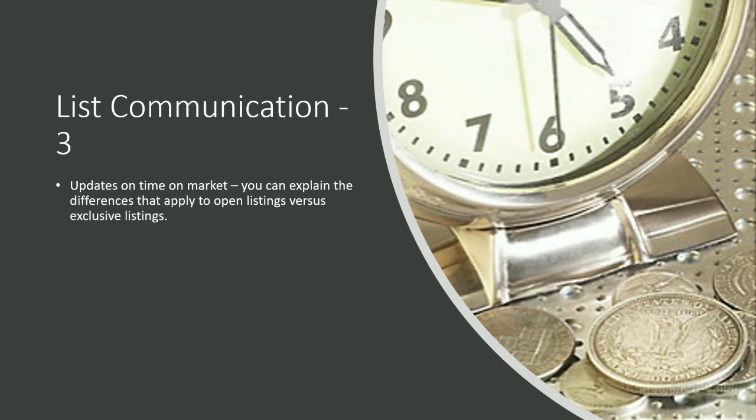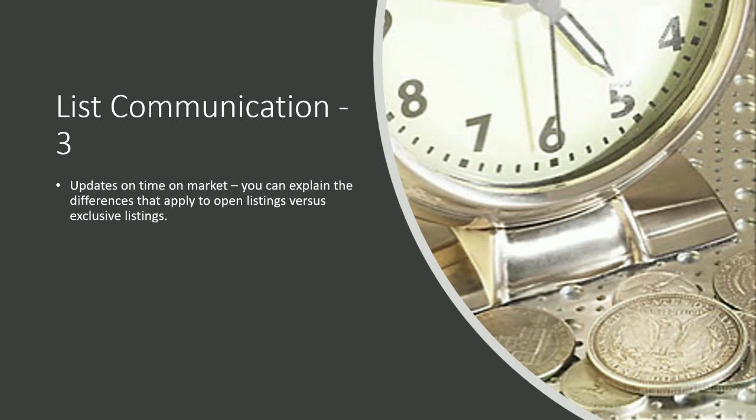updates on time on market. You can explain to the client the differences that apply to open listings versus exclusive listings. So an exclusive listing is something that you control for a period of time, be it 3 months, 4 months, maybe 6 months. And some commercial listings require a good period of time of market penetration. That's why the exclusivity clause should be for maybe 6 months. In saying that, you've got to convince the client that you are the agent of choice for that exclusivity request.